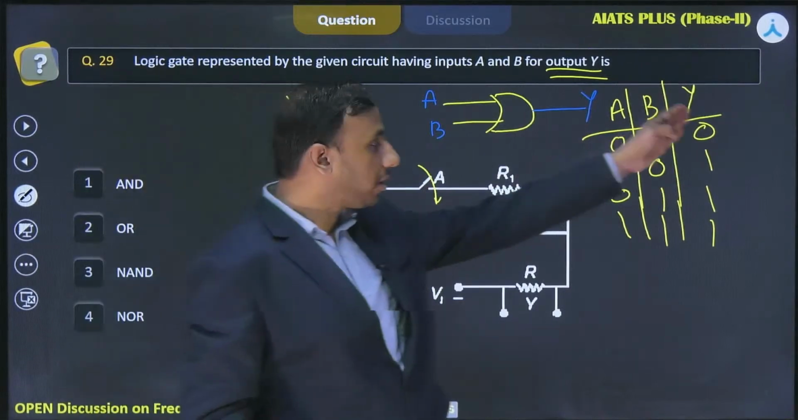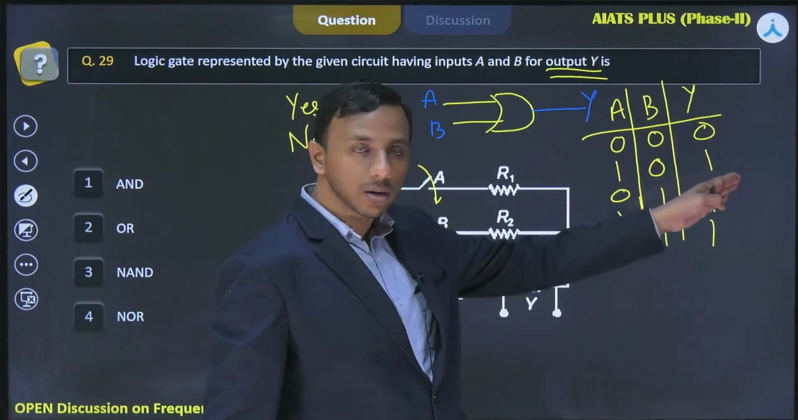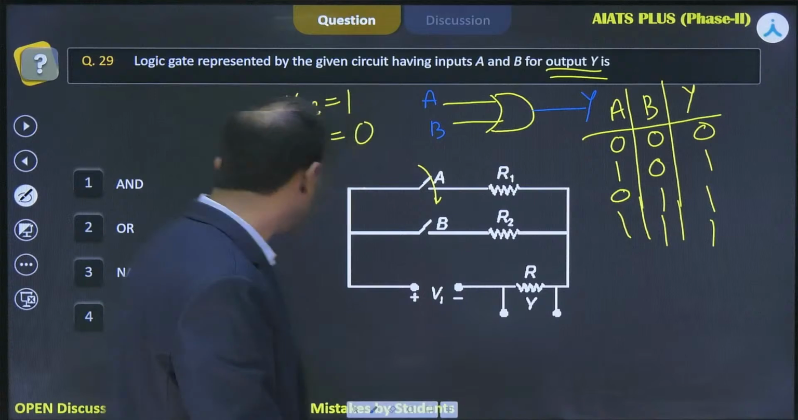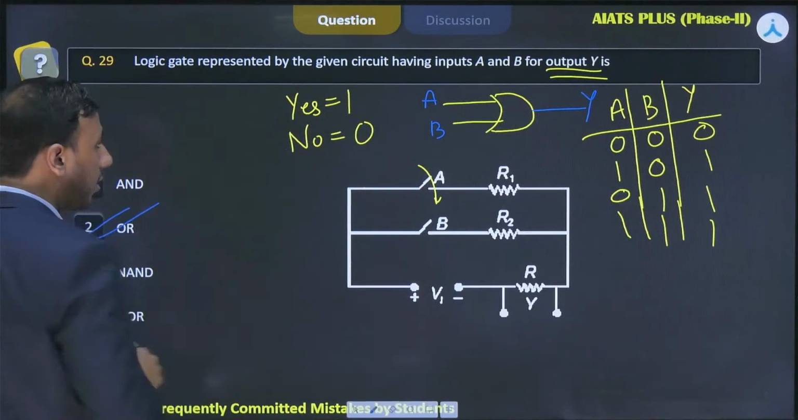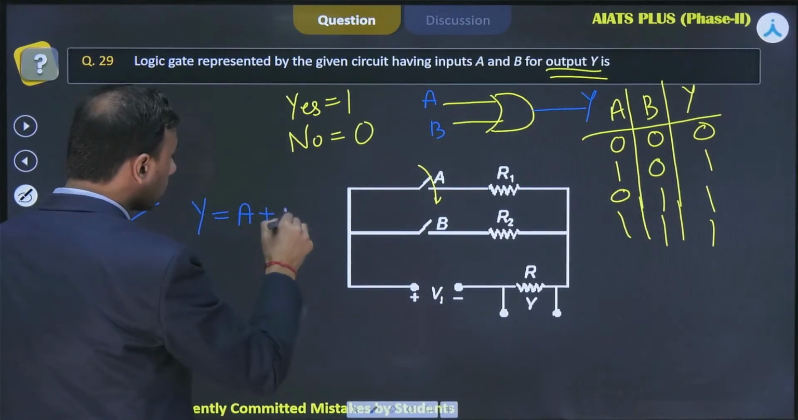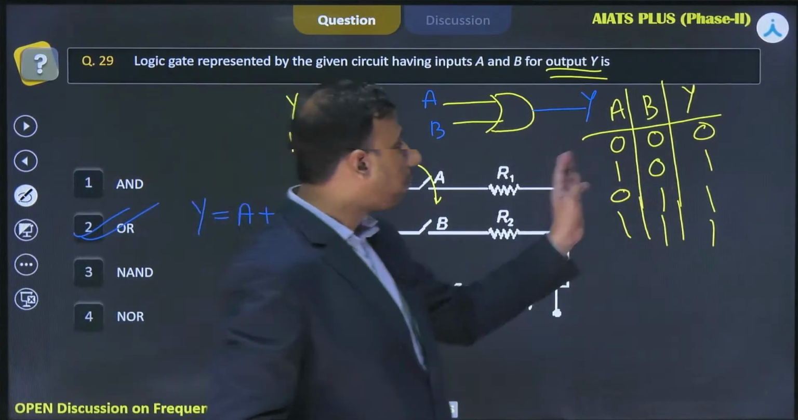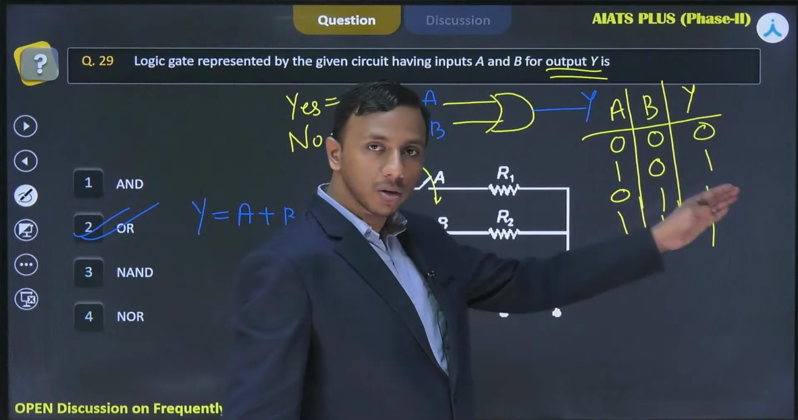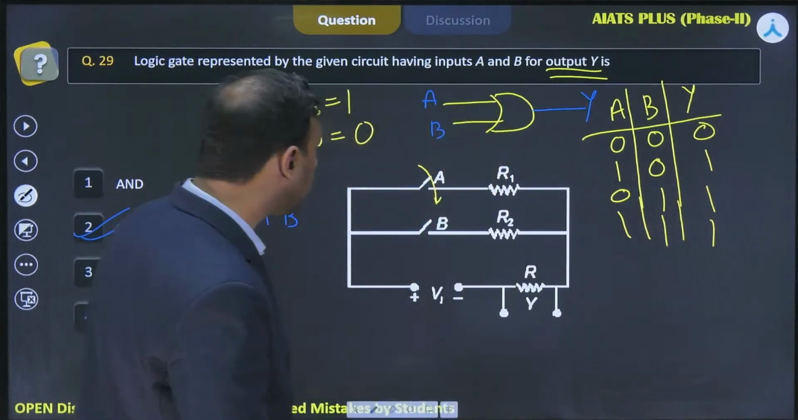So 0 or 0 is 0. 1 or 0 means 1. 0 or 1 is 1. So the answer will be OR gate. And you can also remember OR gate like this: Y is equal to A plus B, right? Y equal to A plus B, 1 plus 0 is 1, 0 plus 1 is 1, like that.